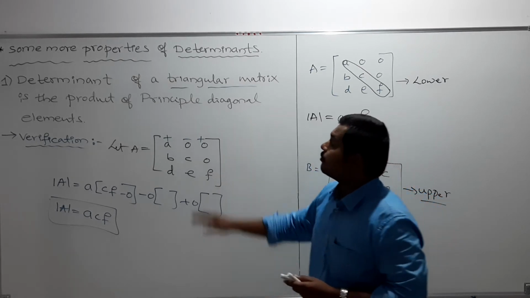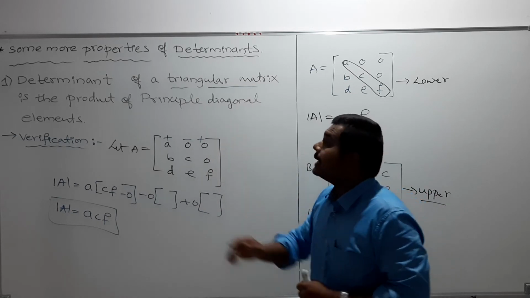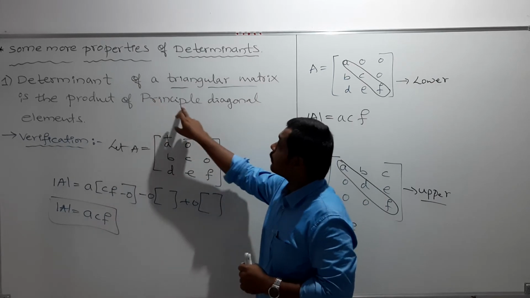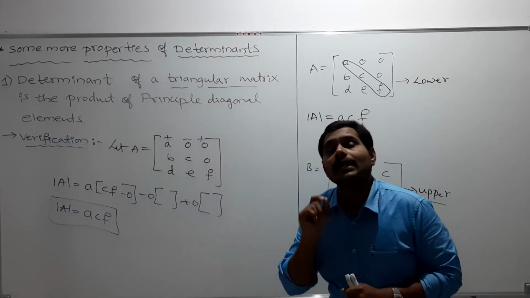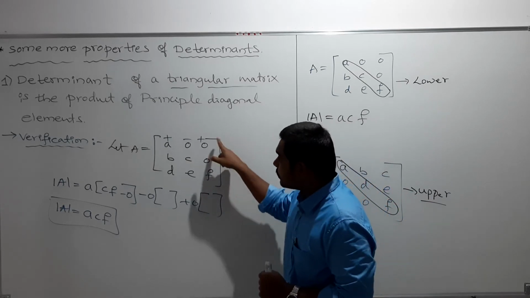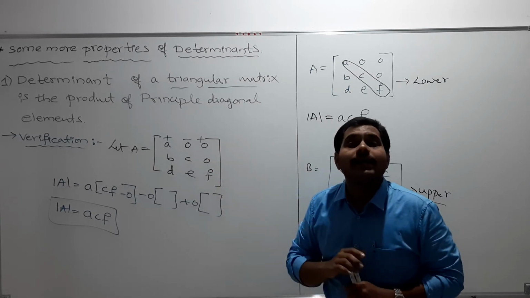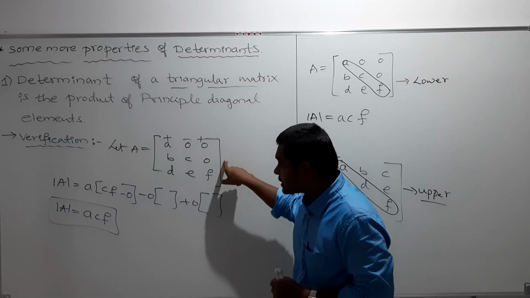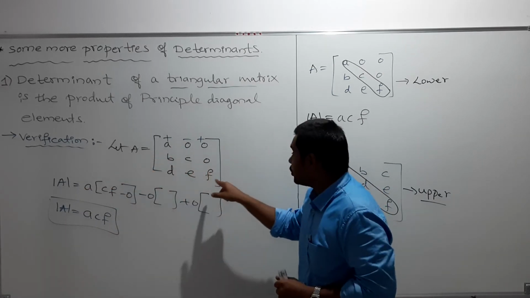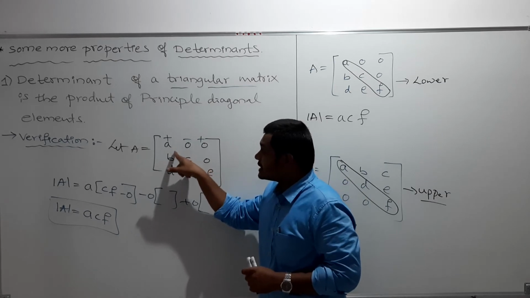So the first property says: determinant of a triangular matrix is the product of the principal diagonal elements.